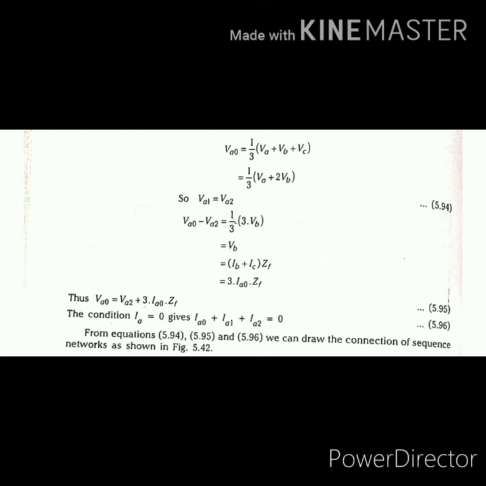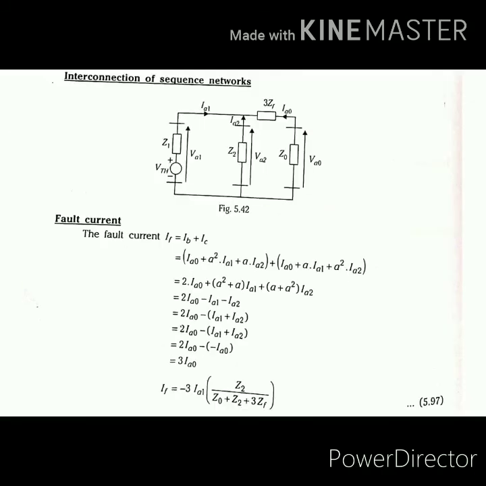Now IB plus IC we have substituted as equal to 3 times of IA naught. This you get from the interconnection of sequence networks if you see figure 5.42. So VA naught is equal to VA2 plus 3 times IA naught into ZF, and we know IA naught plus IA1 plus IA2 is equal to IA. Since IA is 0, we can say IA naught plus IA1 plus IA2 is equal to 0. So these equations suggest a parallel connection of sequence networks as shown in figure 5.42.